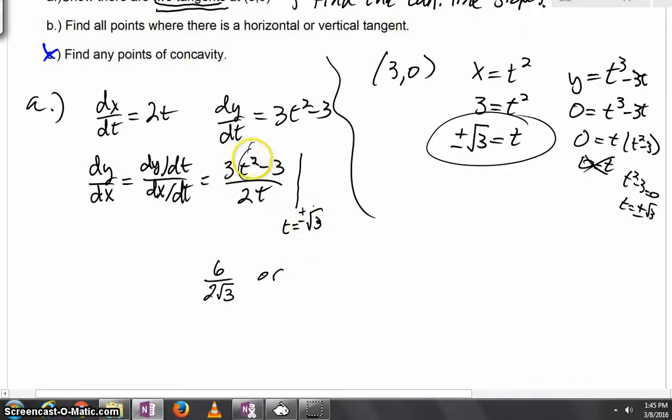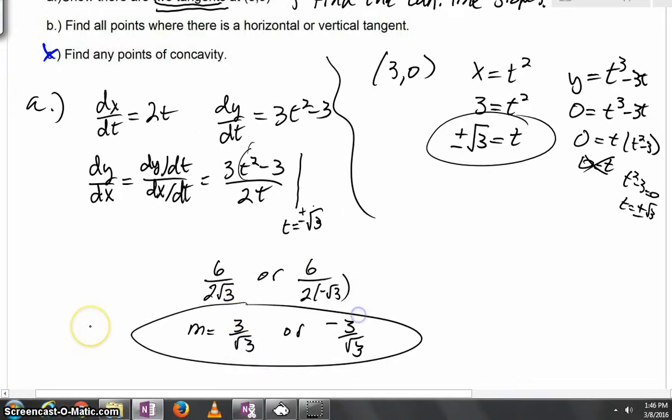Negative radical 3 squared is 3. 3 times 3 is 9. 9 minus 3 is 6. But down below, I'd have 2 times negative root 3. My 2 tangent line slopes are 6 over 2 root 3, or negative 6 over 2 root 3, bringing that negative up. Everybody see that? So here are your 2 tangent line slopes that you could be taking a look at.